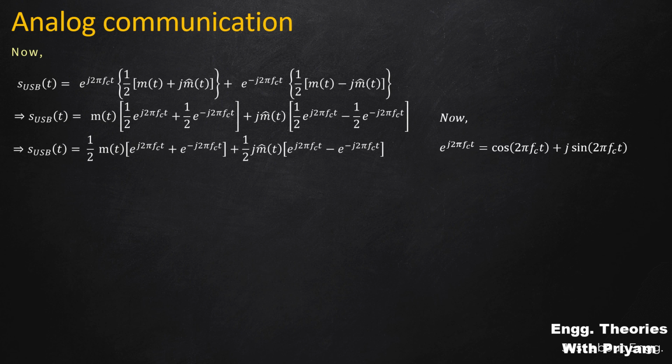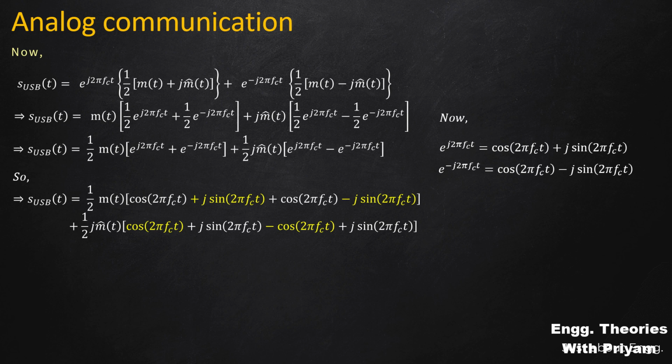Now e to the power j2 pi fc t has the value of cos 2 pi fc t plus j sin 2 pi fc t, and e to the power minus j2 pi fc t has the value of cos 2 pi fc t minus j sin 2 pi fc t. If we put this value in the equation, then this j sin 2 pi fc t and minus j sin 2 pi fc t will cancel out each other, and this cos 2 pi fc t and minus cos 2 pi fc t will also cancel out each other.